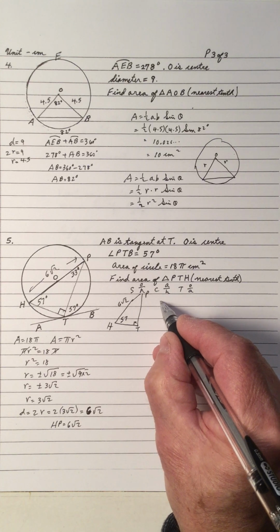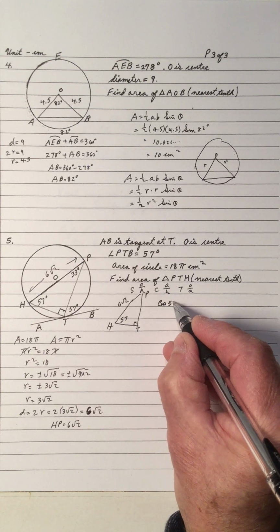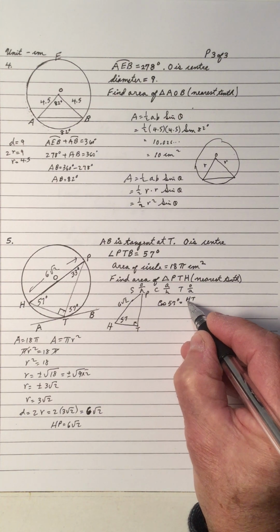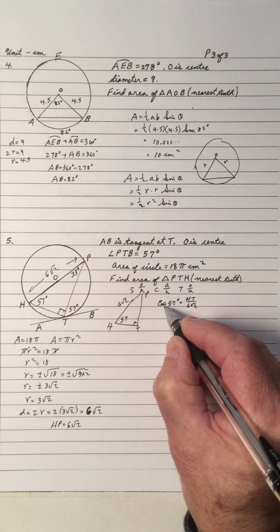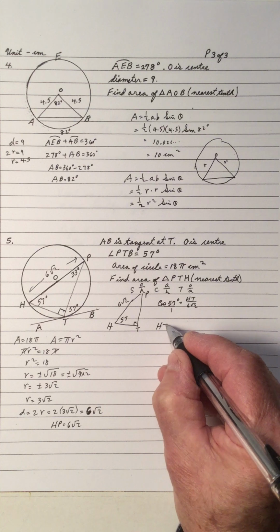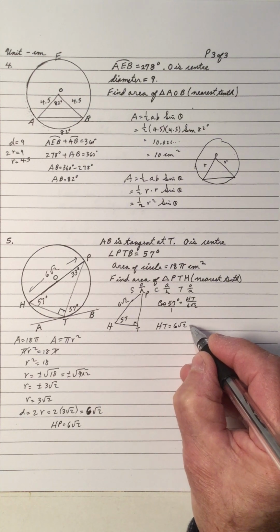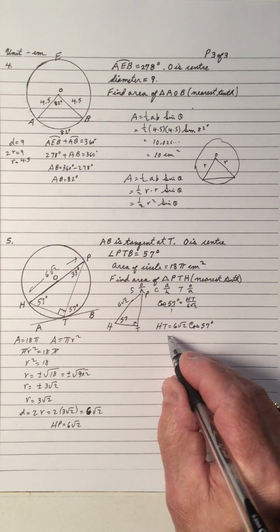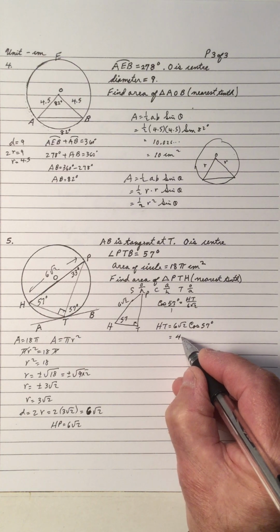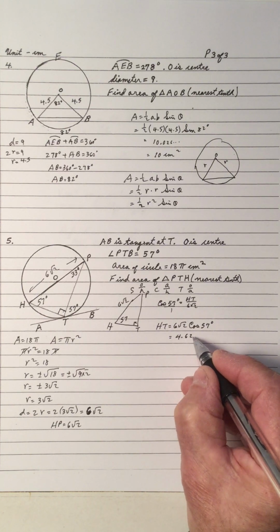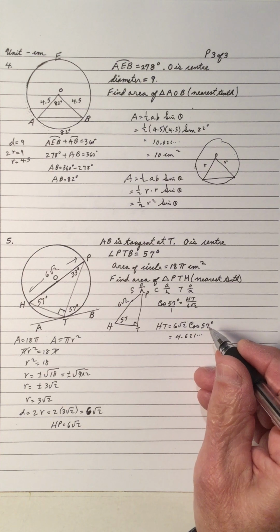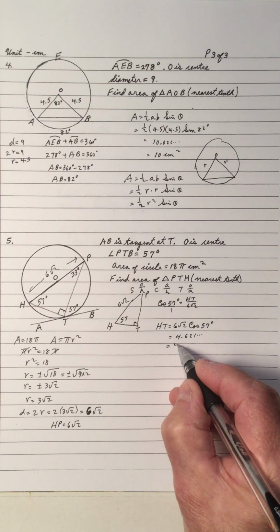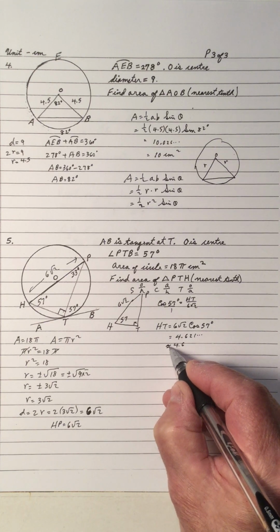So I'm going to use cosine of 57 degrees. Cosine is adjacent, which is HT, over 6 root 2. Cross multiply. HT is equal to 6 root 2 cosine 57. And so when you work that out on your calculator, you get 4.621 and so on. You can round that to the nearest tenth if you want. Some people don't round it yet, they wait.